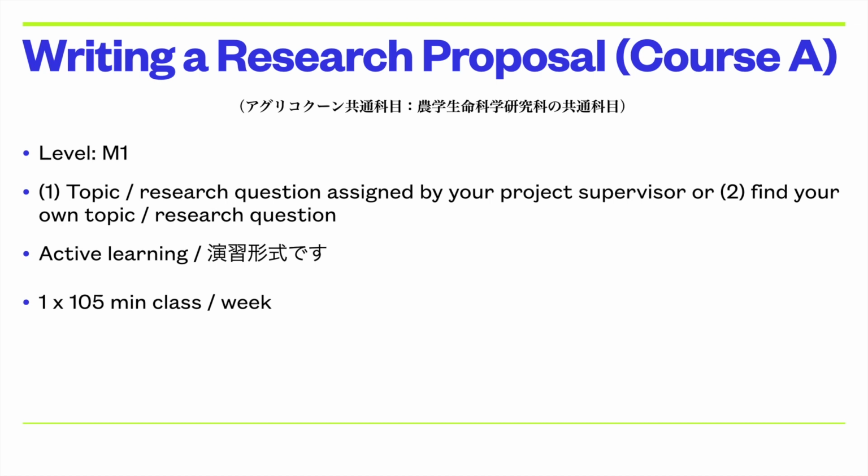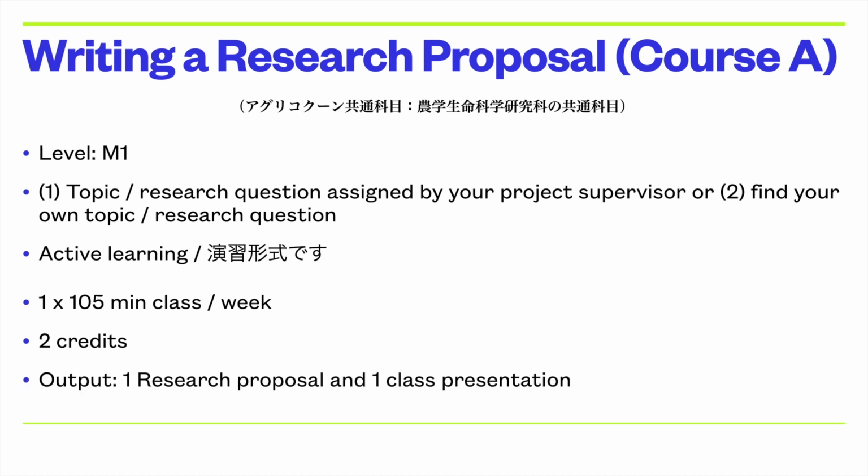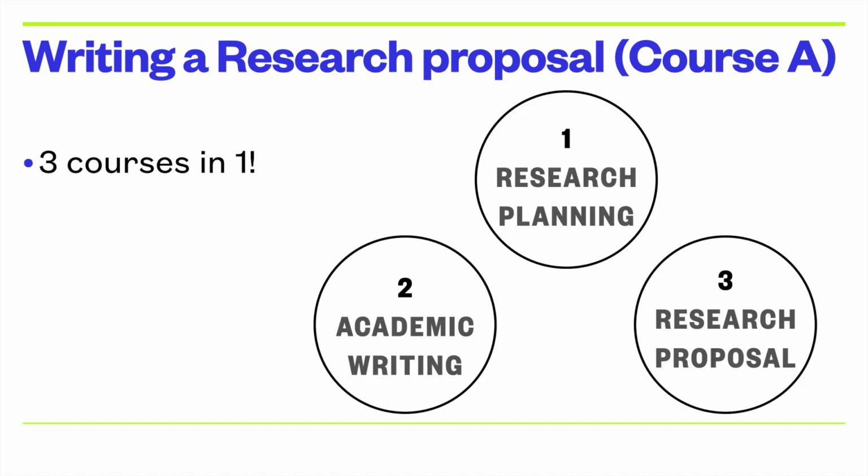There is one 105-minute class per week. The course is worth 2 credits, and at the end of the course you will need to submit 1 research proposal and have given 1 class presentation. An important point to be aware of is course A is 3 courses in 1. That means you will be learning about research planning and academic writing and writing a research proposal in this course.